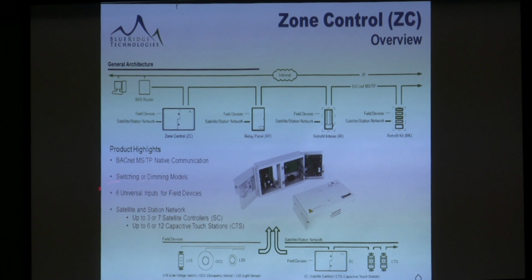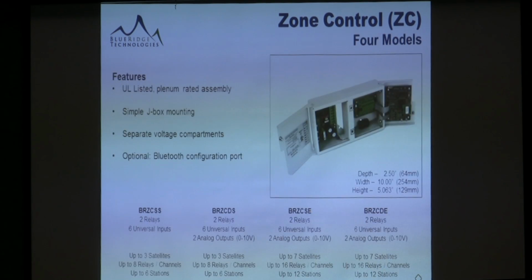On the modules themselves, they're universal inputs. In this case, we've got 6 universal inputs on this particular module. And then you can expand it with what we call a subnet, the satellite and station network. So you can basically put point expanders. That's what a satellite is. It allows you to add additional I/O, whether it's relays or inputs or analog outputs for dimming. There are several different versions of the controller that we offer, the switching versions and the dimming versions. You can see the size there, it's fairly compact.